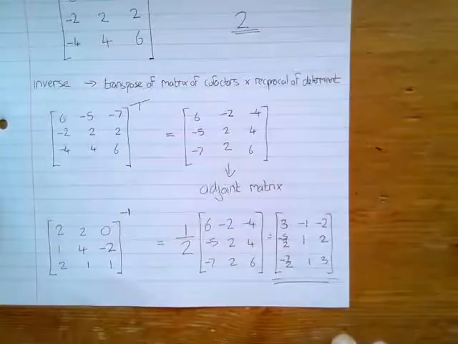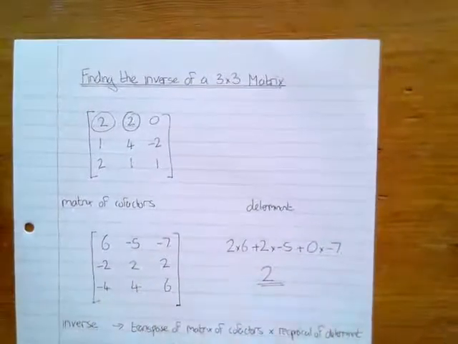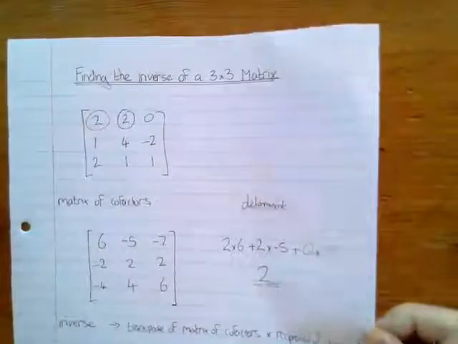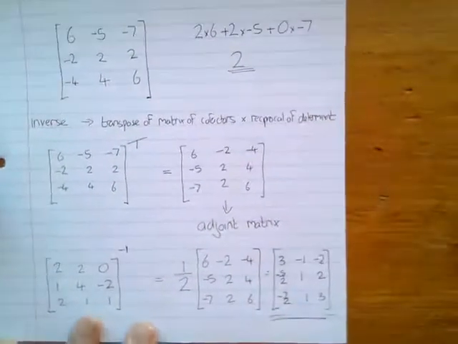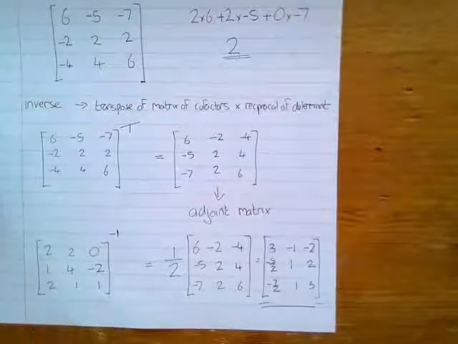If you want to check it, I'm not going to do it now. If you want to check it, you would multiply them together and you should get the identity matrix, the one with all the ones down the middle diagonal, and zeros everywhere else. Okay? That is how you find the inverse of a 3 by 3 matrix.